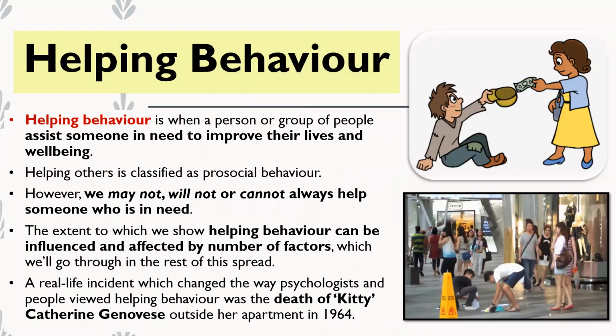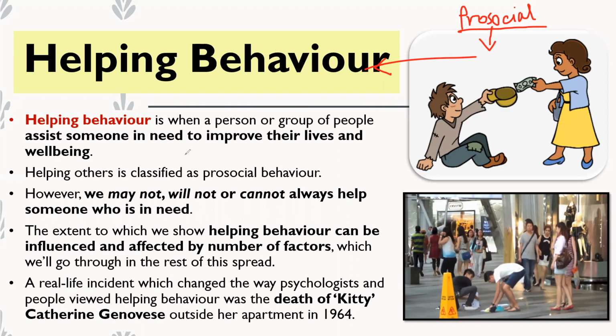Now we have to understand more specifically a type of prosocial behavior known as helping behavior. Okay, so that's the main difference between the two. If prosocial behavior is our umbrella term or our big heading, helping behavior is literally one type of prosocial behavior. It comes under the heading of prosocial behavior then.